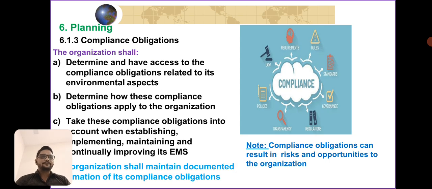Now, the next clause is 6.1.3, that is compliance obligation, meaning legal requirements and other requirements. The preferred term is compliance obligation. The organization shall determine and have access to compliance obligations related to its environmental aspects. Second, determine how these compliance obligations apply to the organization. Third, take these compliance obligations into account when establishing, implementing, maintaining, and continually improving its EMS. The organization shall maintain documented information of compliance obligations.